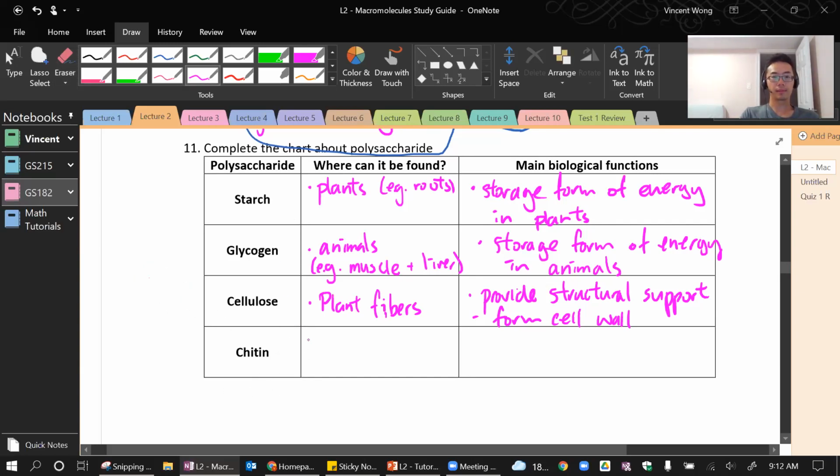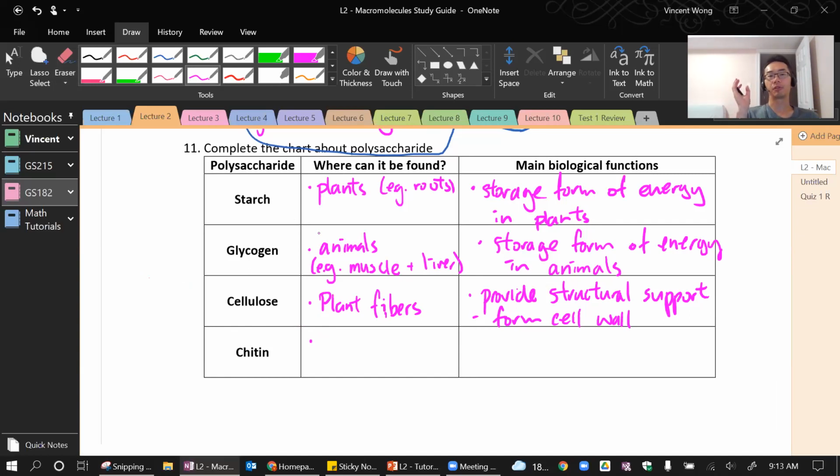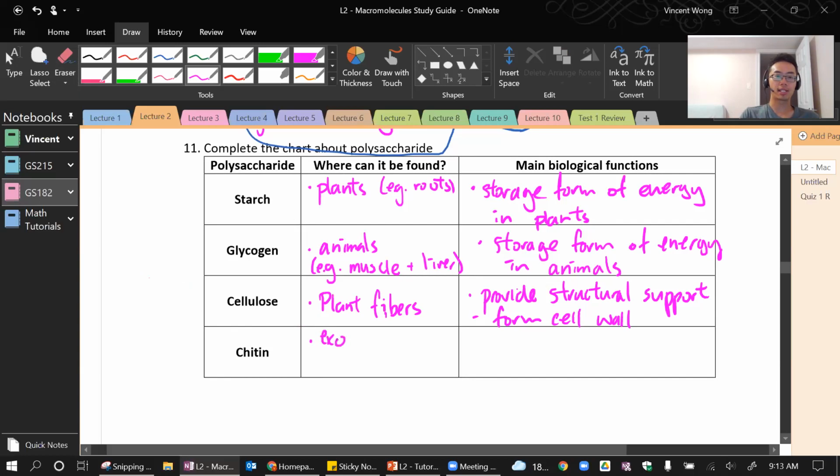Chitin. Okay, chitin is a special type of polysaccharide. It has a little bit of nitrogen in it as well. So carbohydrate is just C, H, and O, right? But then for chitin, there's also nitrogen in it. And they make up the exoskeleton of insects, bugs, right? Or crustaceans. Okay, like lobster, crabs, sea-shelled animals.